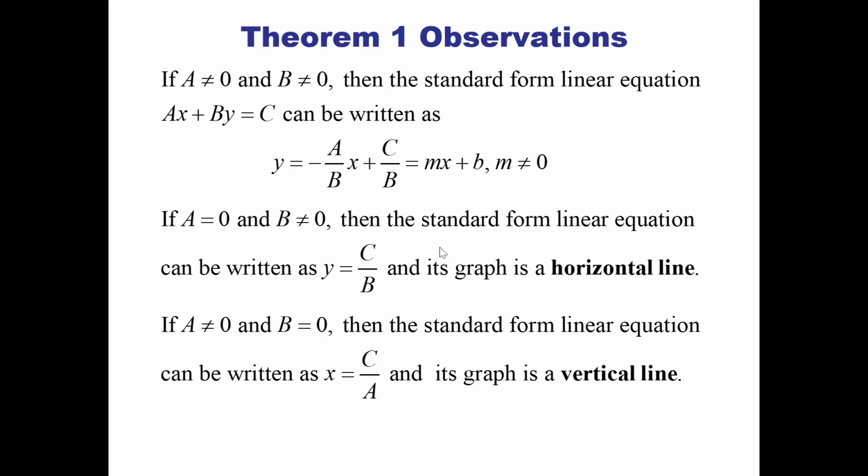And so what happens here is when we have B equal to 0, this term goes away. We solve this for x, and so we divide by A and we get C over A.